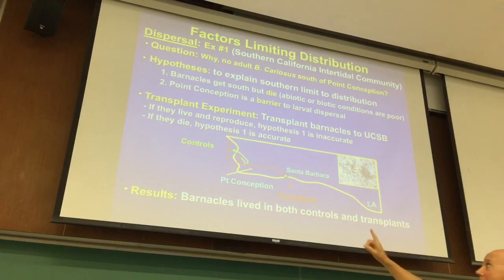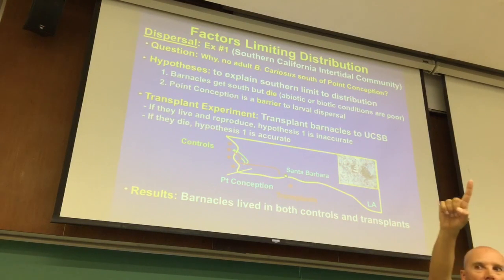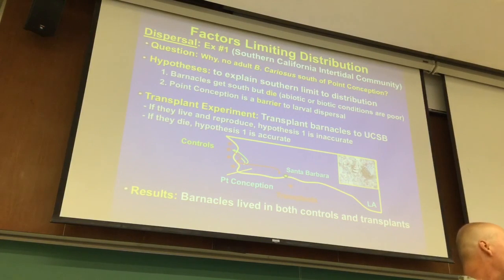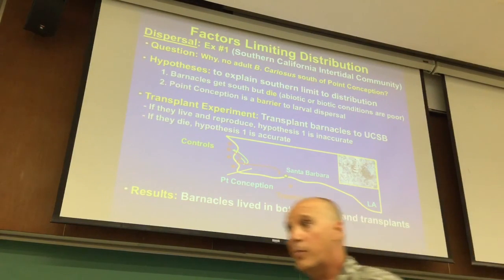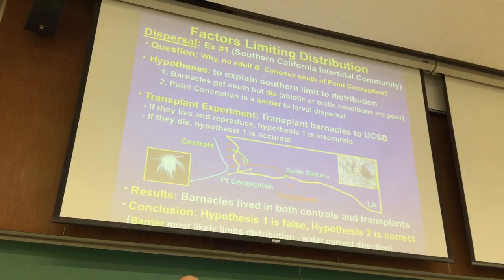So that means if I haven't settled out and got to the bottom and found a place to live, what happens to me if I'm a barnacle? Out to the open ocean I go, and then I do what? I die, because there's nowhere to settle. That's why they're not here. So it is a physical barrier to their habitation of this coast. All right? So again, hypothesis 1 is false, hypothesis 2 is correct. It's a barrier. Next time we meet, we'll carry on. Have a good day.